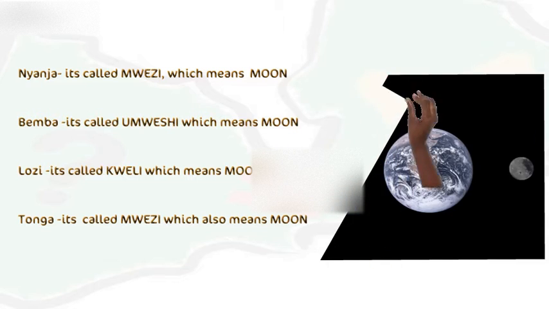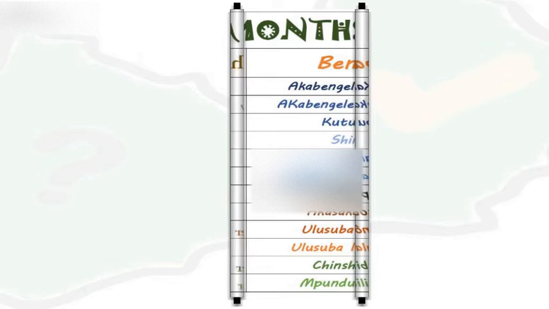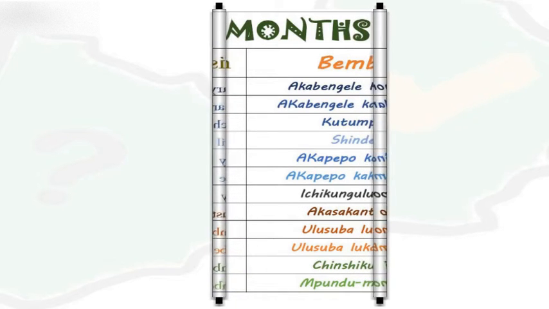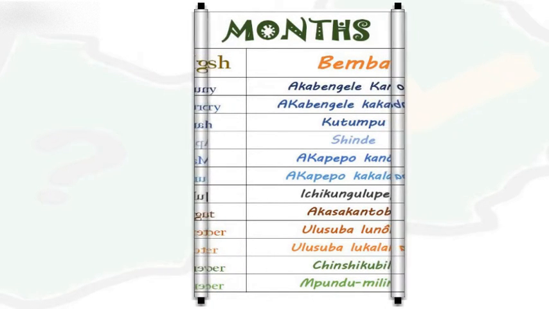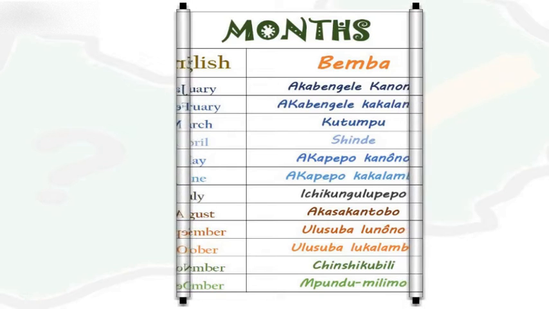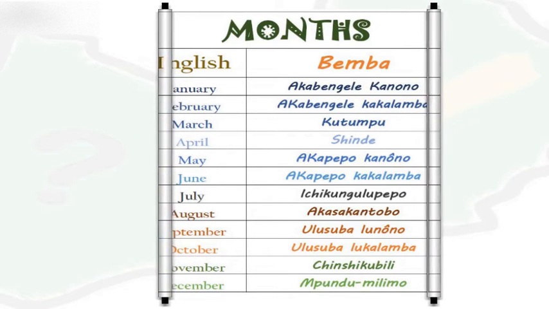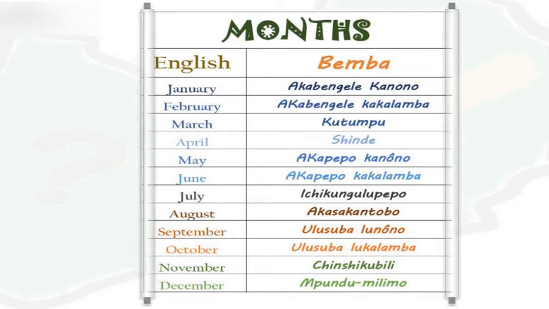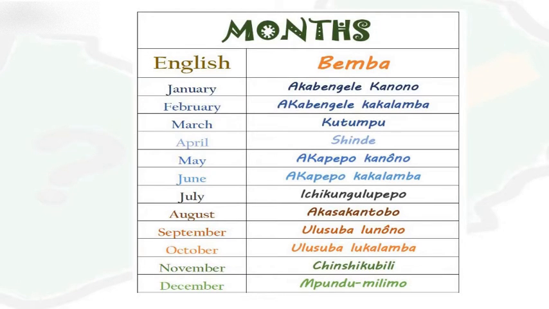Let's now look at each month's name in Bemba. You'll be glad to know that names of months in Bemba are descriptive, which means they describe the activity that was associated with each month of the year. If you have never been to Zambia before, the names of the months in the local language will give you an insight of the weather pattern in each month of the year.